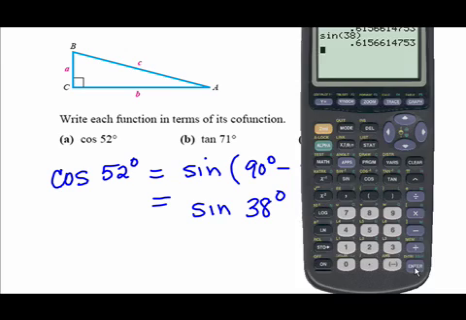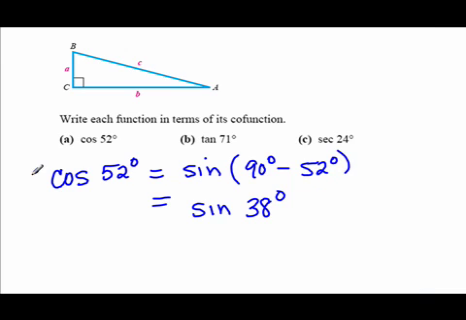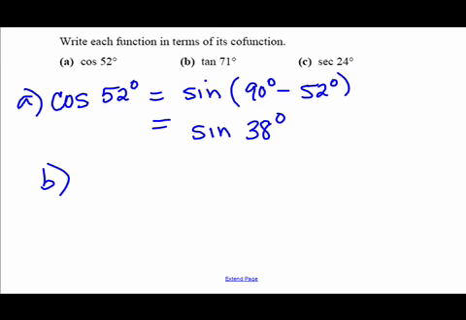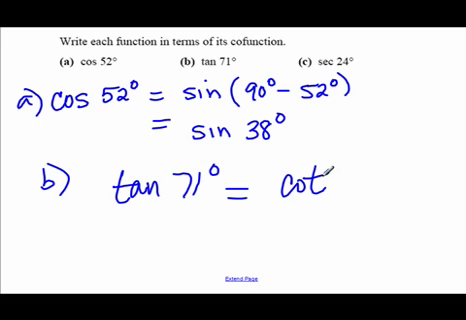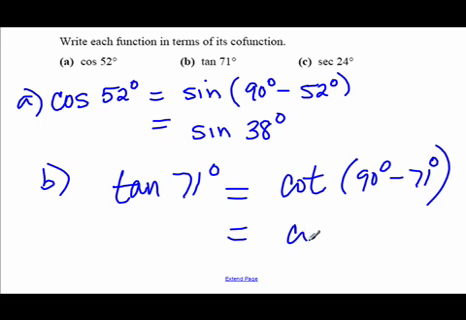We'll do one more. B. Tangent of 71 equals the cotangent of 90 minus 71. So the tangent of 71 would equal the cotangent of, how many degrees would that be? 19? 19 degrees.